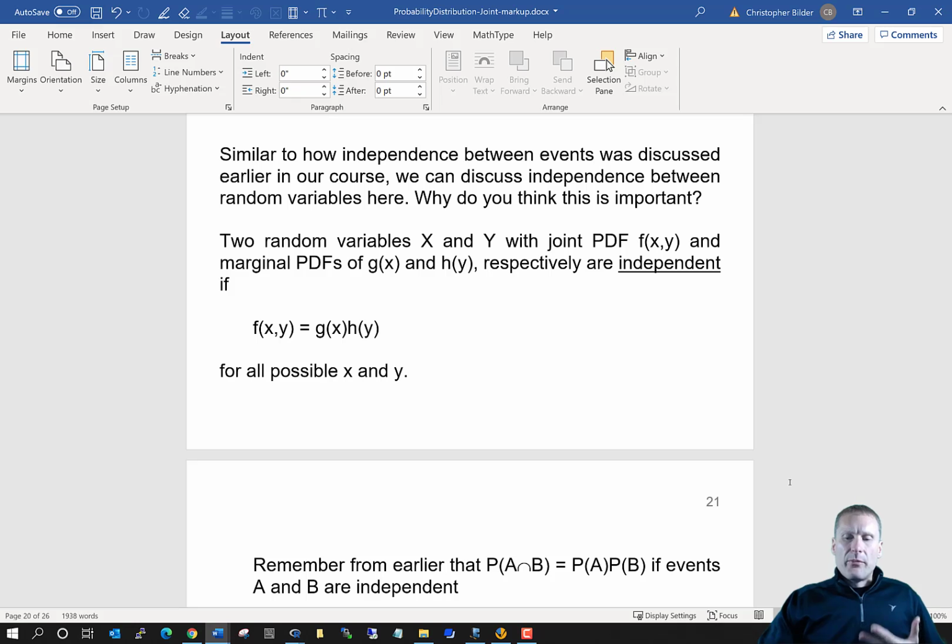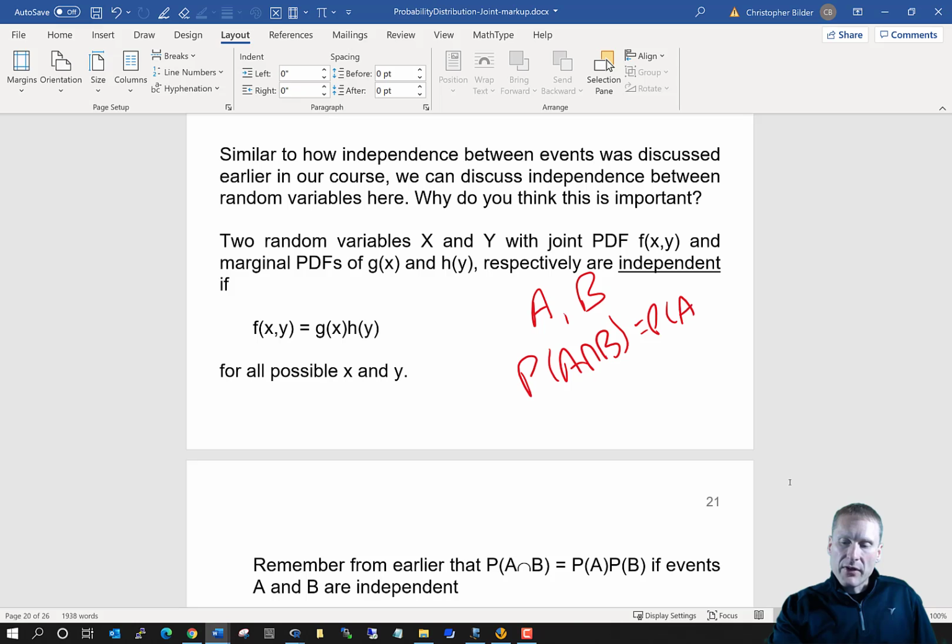Now, in the past, in our course, we talked about independence between two events. So if we had two events A and B, probability of A intersect B is equal to the probability of A times the probability of B if two events were independent. We can have the same thing here now in terms of PDFs. So x and y are independent if f of x,y is equal to the product of the two marginal PDFs.